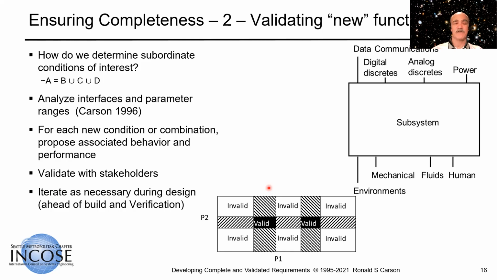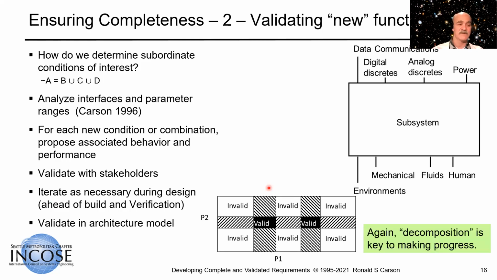So we don't have to go redo the software or redo the hardware like we often do because we discover a condition during verification that is unacceptable. And now we have to define it in the requirements. So that's all rework. We want to get rid of that. And then once we've got these defined, then we want to validate it in the architecture model. In other words, run the simulation to make sure that the system actually behaves properly under those conditions.